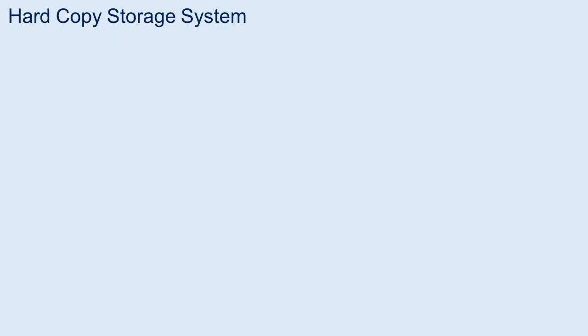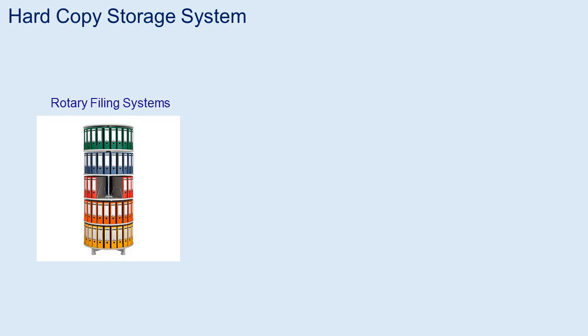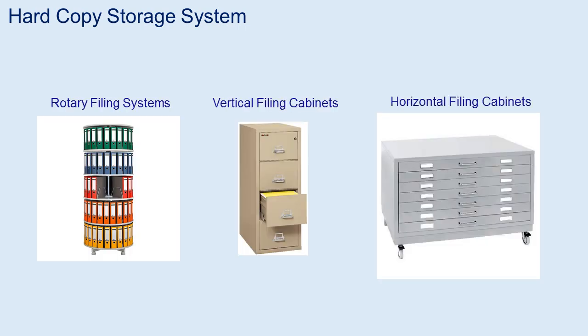Hard copy storage system. There are basically three types of hard copy storage systems used for filing: rotary, vertical and horizontal storage systems, as shown in this slide, and are used in most of the offices for filing small to big sized documents.